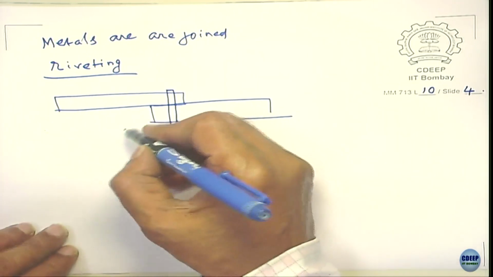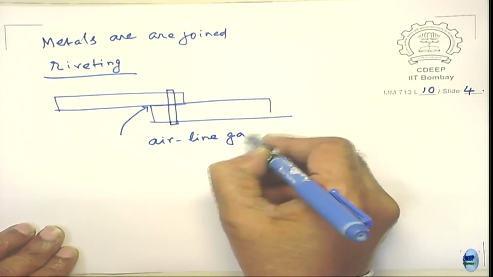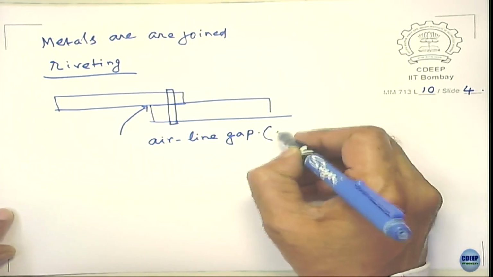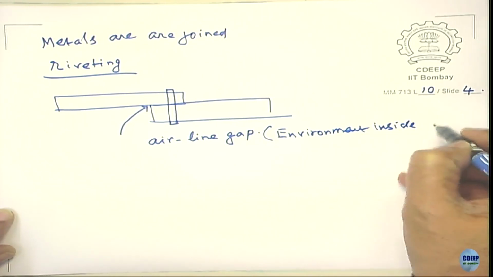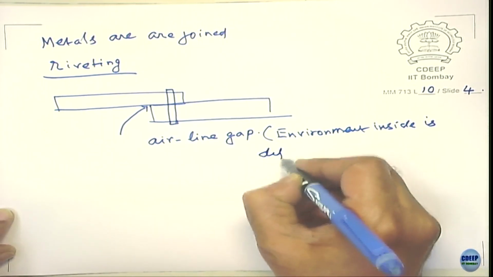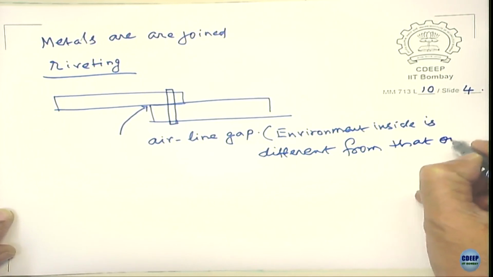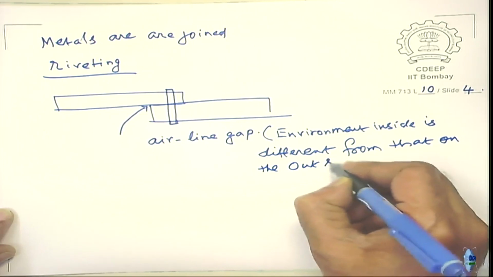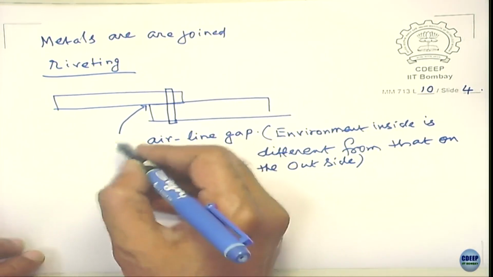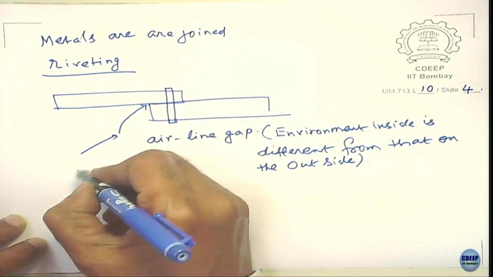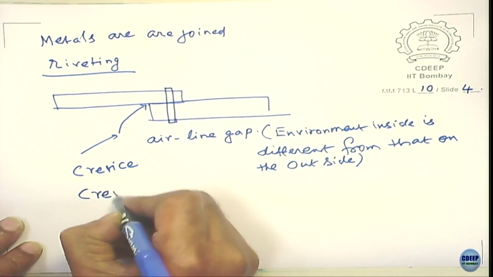Now, you see here what you get is an air gap. And the environment inside this is different from that on the outside. When I say outside, it means outside this gap here, and this place is called a crevice. This is also called a crevice. And so it leads to one form of corrosion called crevice corrosion.